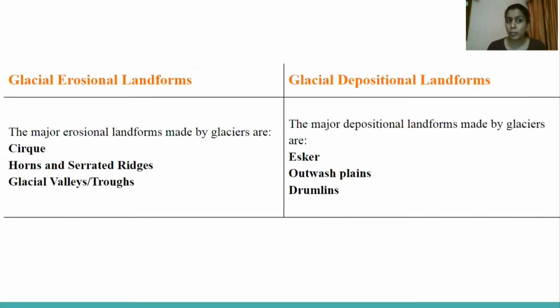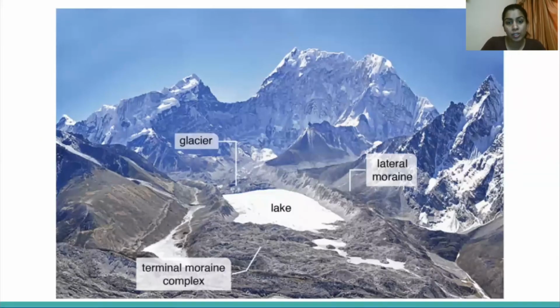So easy way to remember glacial erosional landforms and glacial depositional landforms. So major erosional landforms कौन से हैं and major depositional landforms you can see here. Major erosional है cirque, horns and serrated ridges and glacial valleys or troughs. And major depositionals है esker, outwash plains and drumlins. So as you can see in the picture, there are glacier, there's lake, the lateral moraines and the terminal moraine complex.